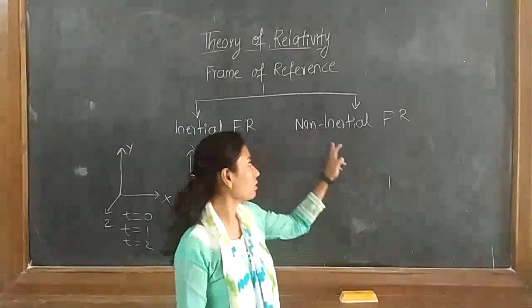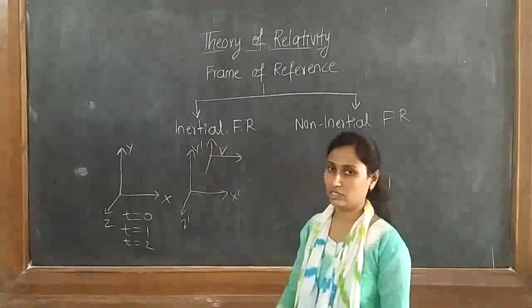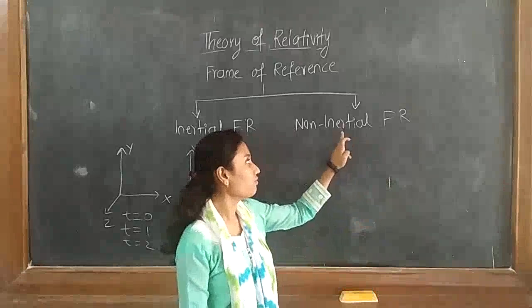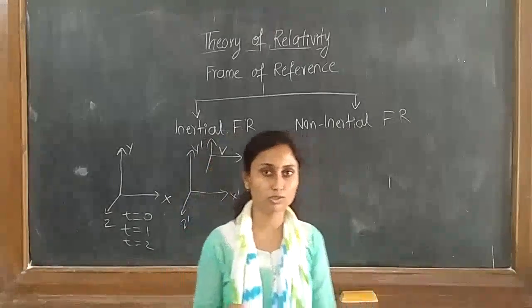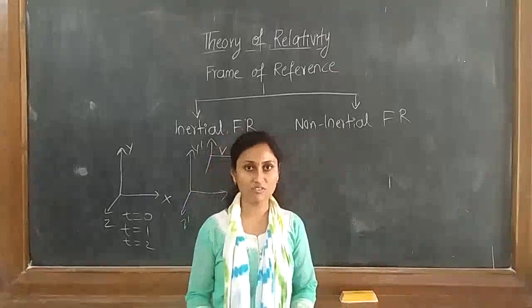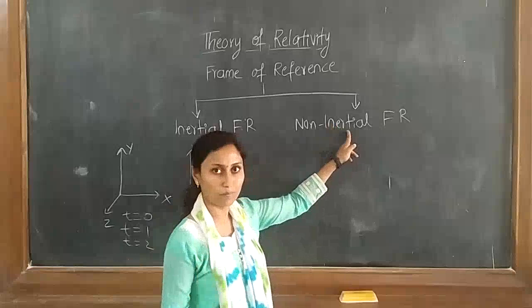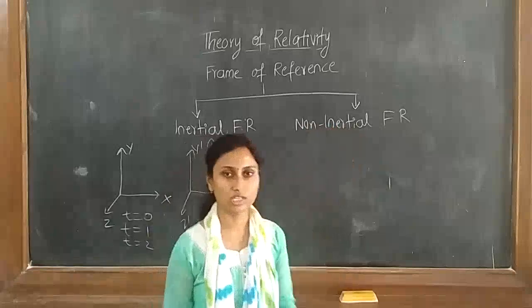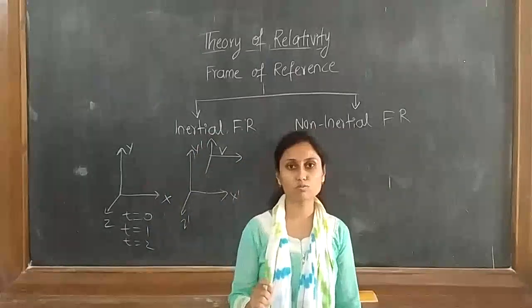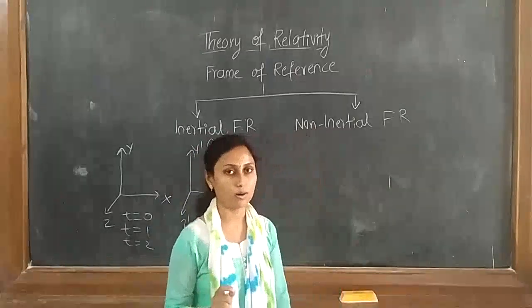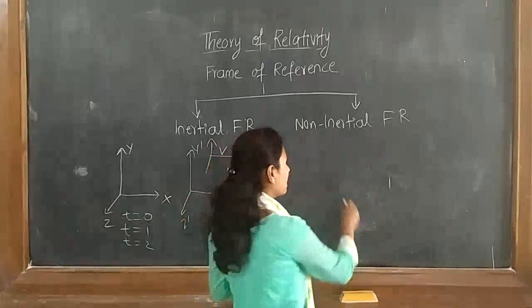And let's talk about the non-inertial frame of reference, meaning opposite to the inertial. Here Newton's first law of motion is not valid. So if Newton's first law of motion is not valid in any frame, that type of frame is called what? Non-inertial. So the frame in which Newton's first law of motion is not valid is called a non-inertial frame of reference.